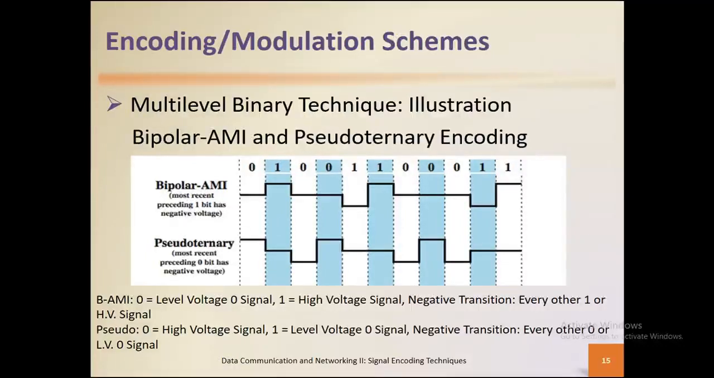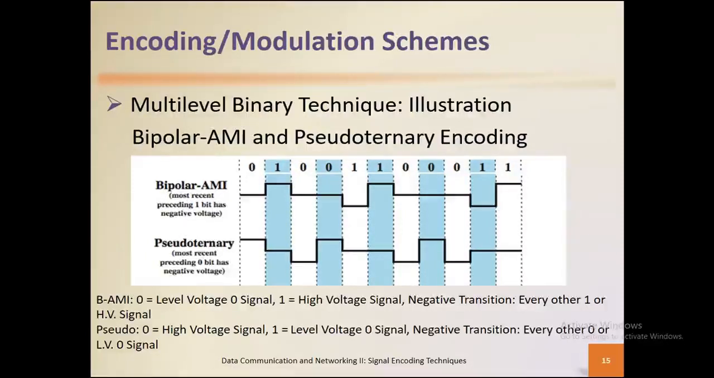Pseudoternary is practically the exact opposite. Where 0 is now a positive voltage pulse, and 1 is level. So wherever you see a 1, it's pure level, and 0 alternates now. It's just the exact opposite. A 1 is represented by a level voltage pulse, more or less the absence of a voltage, and a 0 is actually an indication of a voltage, which is quite interesting. But that's just the encoding technique adapted for maybe specific application implementations, as we indicated earlier. If you go through this, you notice you have the exact opposite, but the alternations are only based on the ones and the zeros.